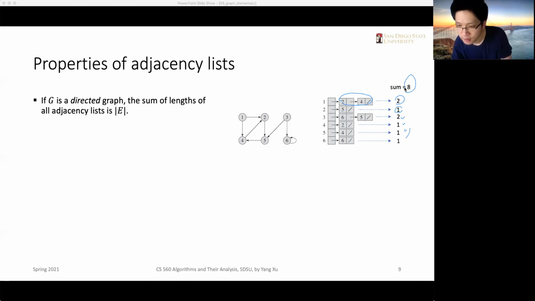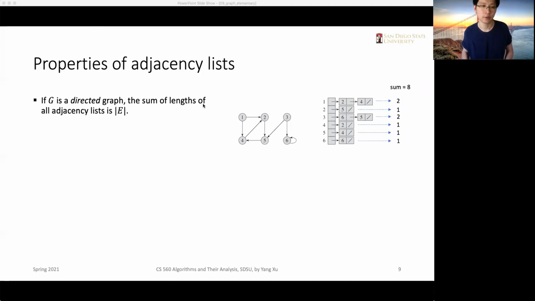Oh, I see the question. Thank you, Catherine, for answering this. So the summation is 8, right? And if you count the edges, 1, 2, 3, 4, 5, 6, 7, 8. Indeed, there are 8 edges. So this is a useful property, right?